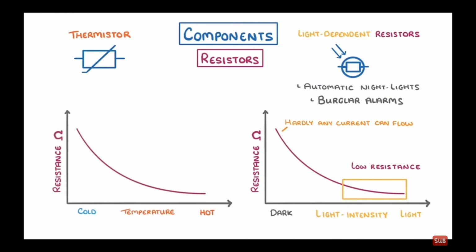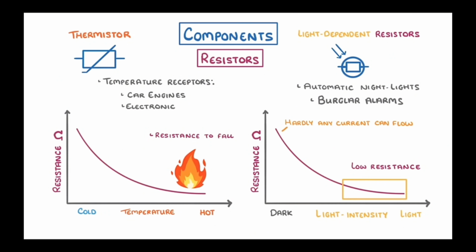Meanwhile, the resistance of thermistors is dependent on the temperature, with higher temperatures causing the resistance to fall, and lower temperatures increasing the resistance. This makes them useful temperature receptors in things like car engines and electronic thermostats.